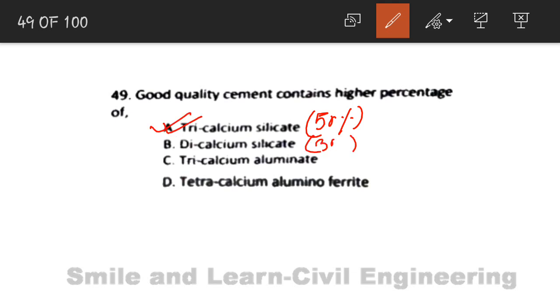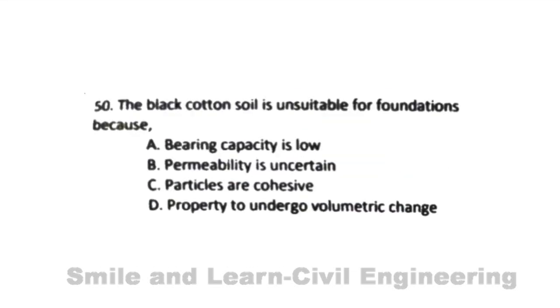Next is 30% dicalcium silicate, very important because dicalcium silicate also provides ultimate strength. Tricalcium aluminate is 10% and tetracalcium aluminoferrite is also 10%.